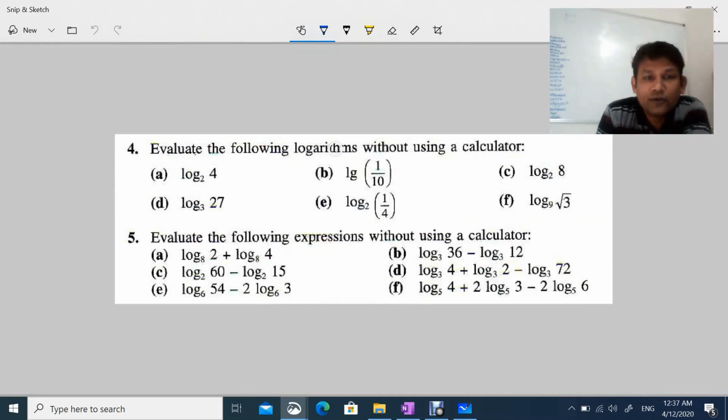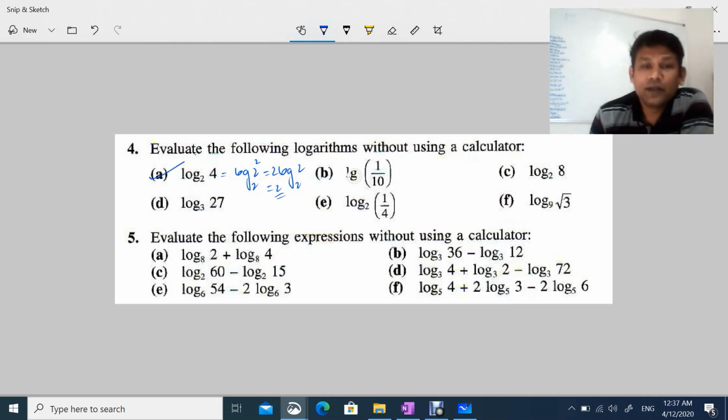In question number 4, without using a calculator, evaluate. So you can write here log base 2 of 2 square. This 2 will become the coefficient, 2 log base 2 of 2. Log base 2 of 2 is 1. So our final answer is only 2. We have done it.